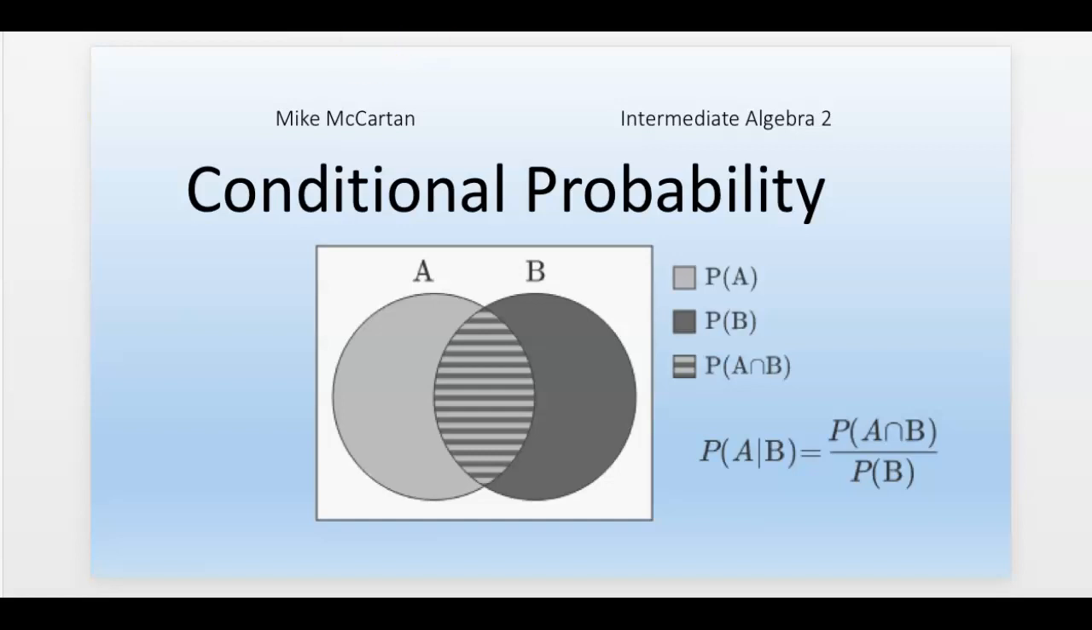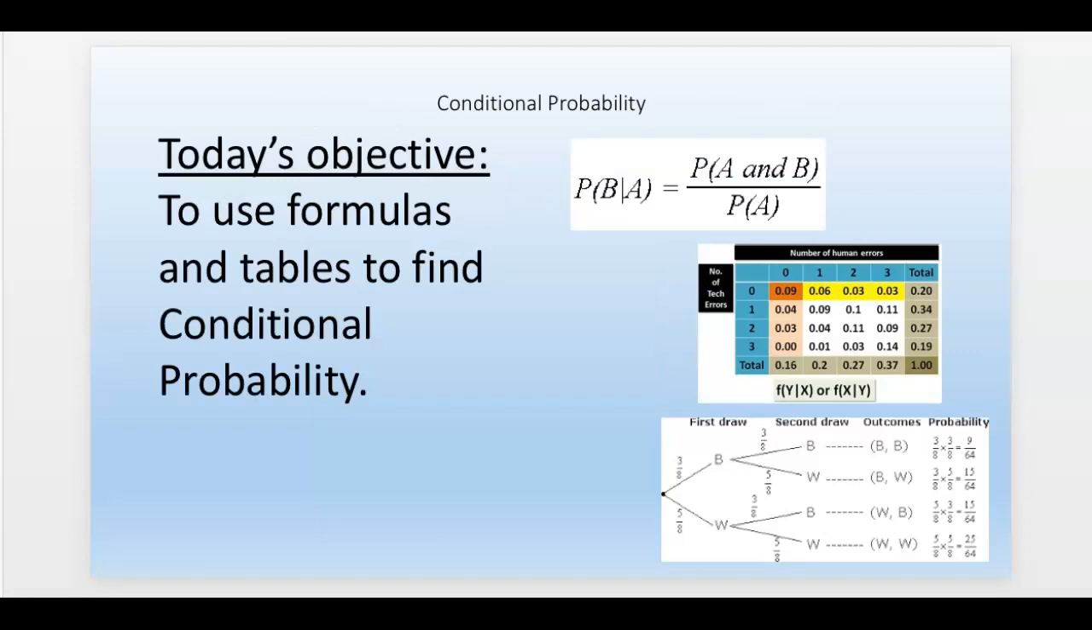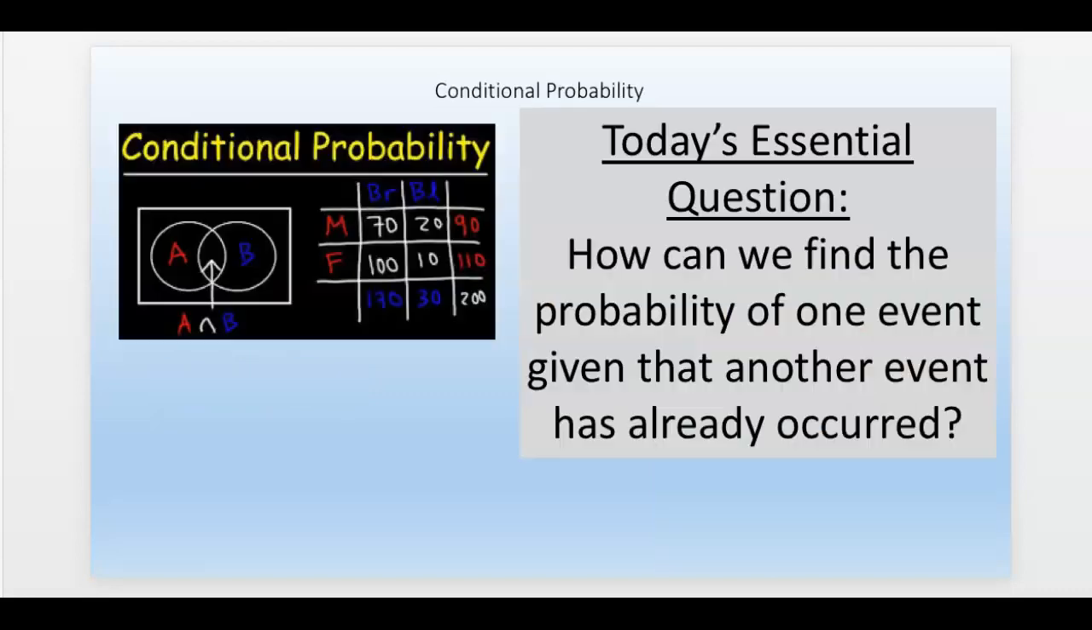All right, guys, today's objective: we're going to use a formula and we're going to use tables to find conditional probability. And then tomorrow we'll look at tree diagrams. All right, today's essential question, and you're going to need this for the homework check: How can we find the probability of one event given that another event has already occurred?